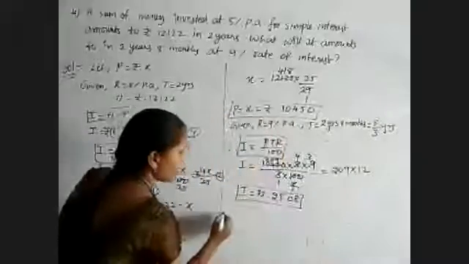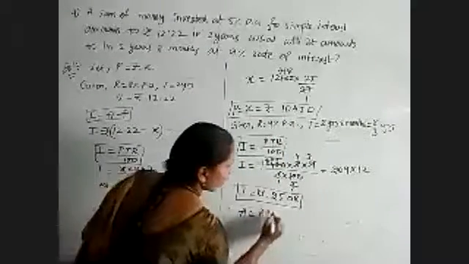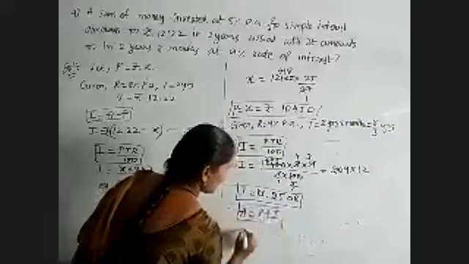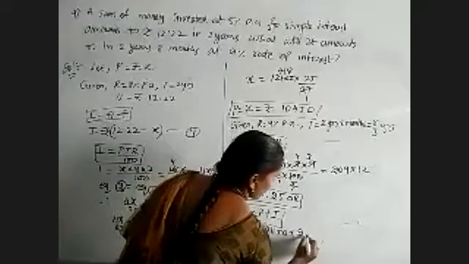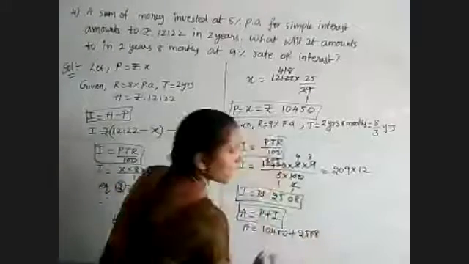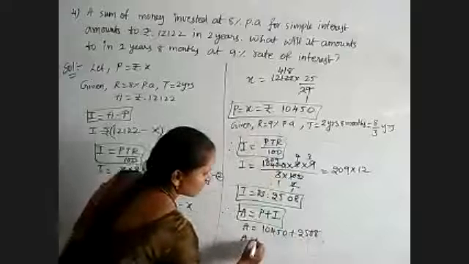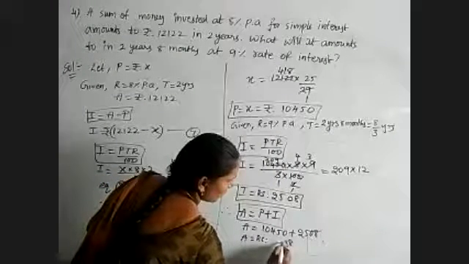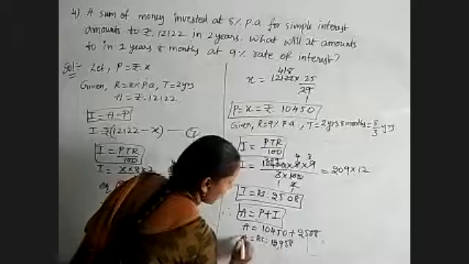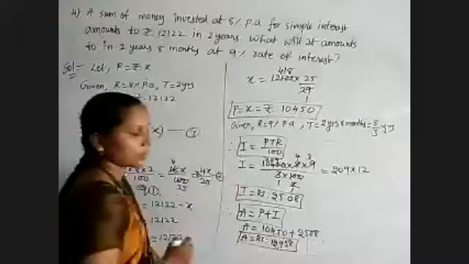Okay, therefore we have amount is equal to principal plus interest. So by using this we will get 10,450 plus 2,508 will be the amount. That is amount is equal to 12,958 rupees. Okay.